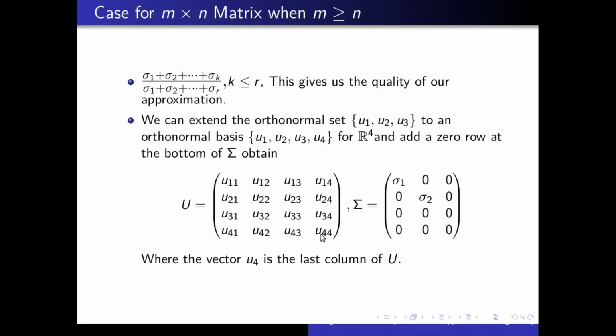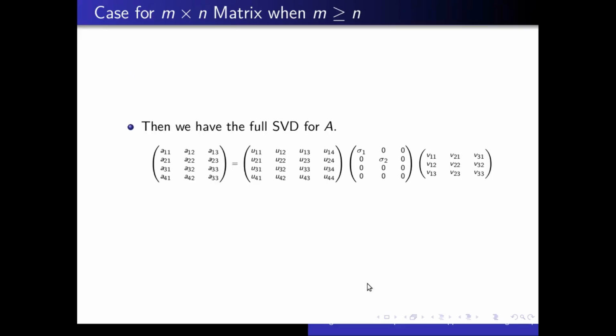And then we can extend sigma, which in our expansion was initially a 3x3 matrix. So we can add one row here to make this a 4x3 matrix. And then now our expanded SVD for a matrix which is not square becomes this. We have the 4x4 matrix here, and the 4x3 matrix here, and the 3x3 matrix here.